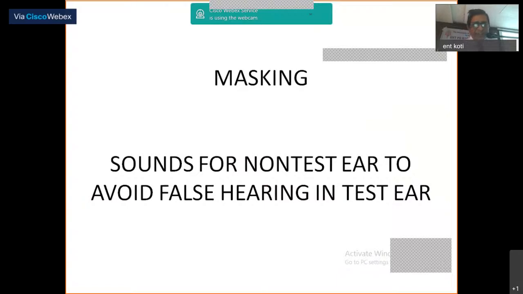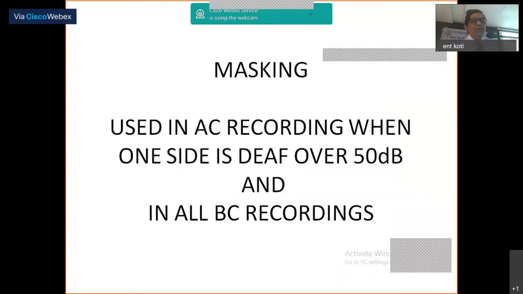So sounds meant for the non-test ear, okay? So when do you do masking? Because both the ears are situated on the bone in the cranium, masking is necessary for all bone conduction recordings. Because when we do a reverse test, if there is a difference of 5 decibels between the right and left, only then it will be lateralized. If the difference is less than 5 decibels, it will not be lateralized. And if the difference of the test right and left is more than 15 decibels, then the patient will notice it. Because of that principle, masking should be done for all bone conduction recordings.